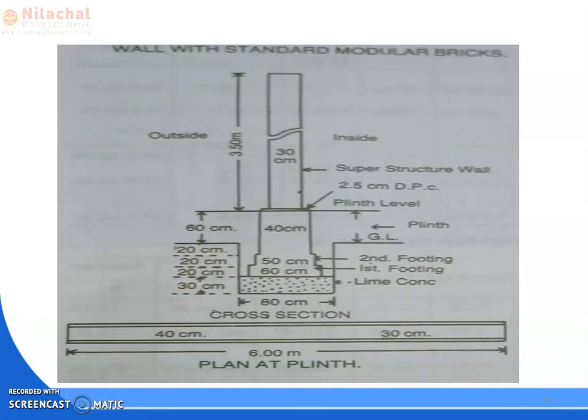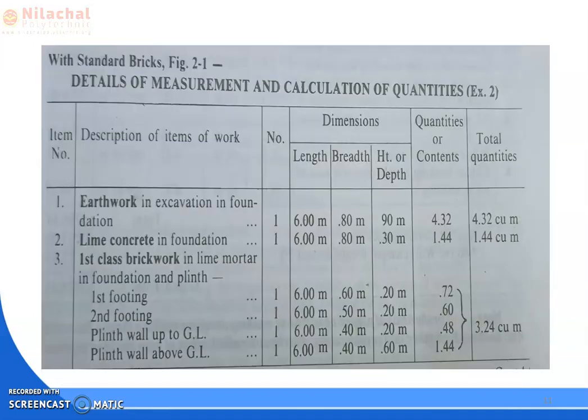Then after that we go through the calculation part. Here the detail of measurement and calculation of quantities is given. First the abstract is given: item number, description of item of work, then number, dimensions like length, breadth, height or depth, then quantities, and the last one is total quantities, or we can write here the remarks, okay. So here we use the abstract we gave in the detailed estimate abstract. We can also use this abstract.